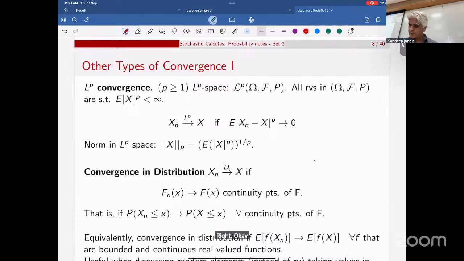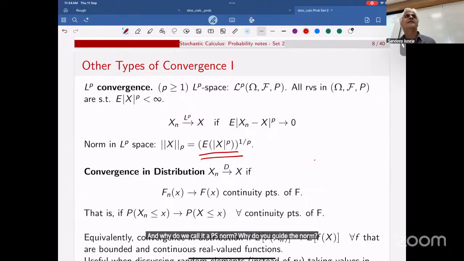Okay, so this is the pth norm. And why do we call it a norm? It satisfies the properties of a norm, right? So the triangle inequality is true: the norm of X plus Y raised to power p. And the norm is zero if and only if X is zero. Yeah, so that property is actually violated.